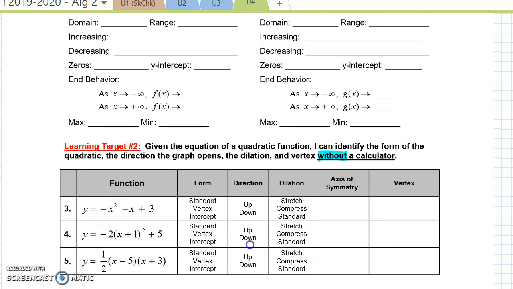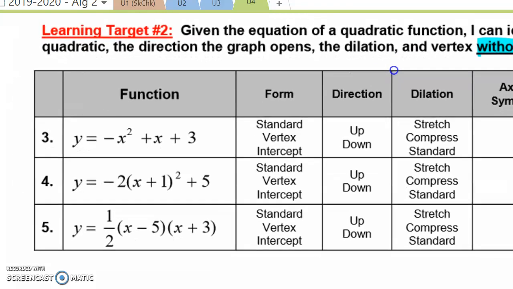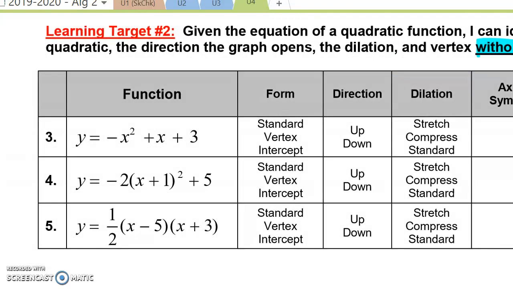So we're going to start off down Learning Target 2, questions number 3, 4, and 5, as we look at the three different forms that we covered. First of all, question number 3, the function y equals negative x squared plus x plus 3. This is an example of standard form of a quadratic.